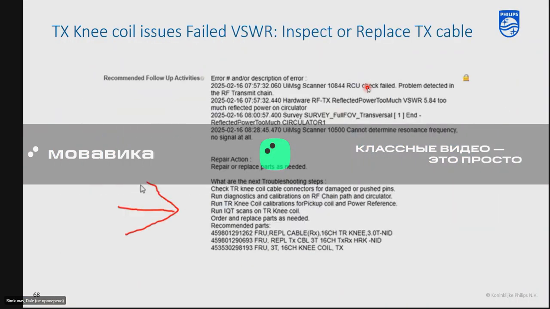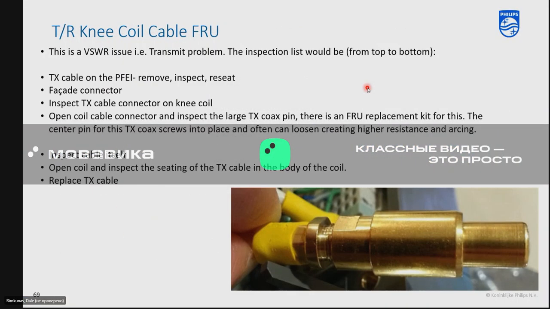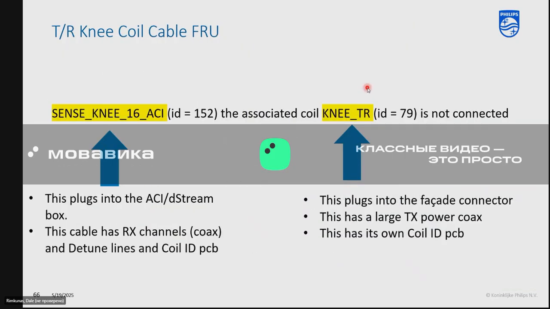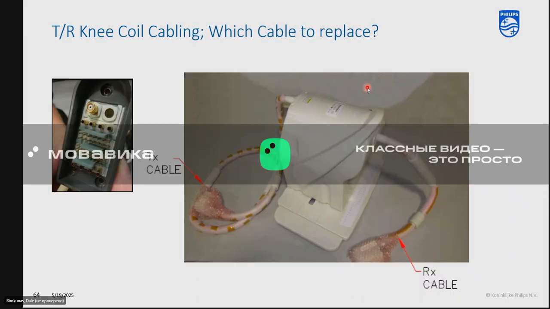We've already addressed. That's just a quick discussion about the TR knee coil. We've got 2 FRUs for that, for the cable. Don't order both if you have a problem with your TR knee coil. Anything related to transmit is going to be related to the transmit cable that has the large coax conductor on it. Anything that's receive related would be the shorter receive cable on that.